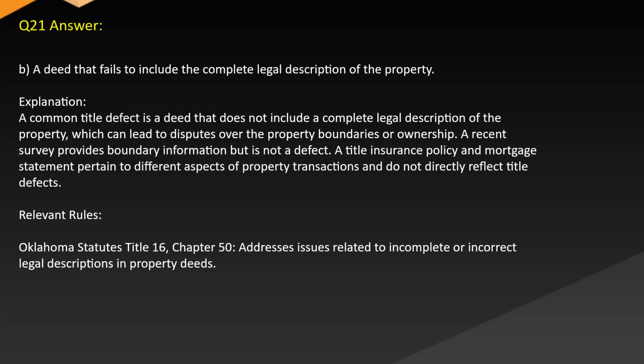Answer: B. A deed that fails to include the complete legal description of the property. Explanation: A common title defect is a deed that does not include a complete legal description of the property, which can lead to disputes over the property boundaries or ownership. A recent survey provides boundary information but is not a defect. A title insurance policy and mortgage statement pertain to different aspects of property transactions and do not directly reflect title defects.